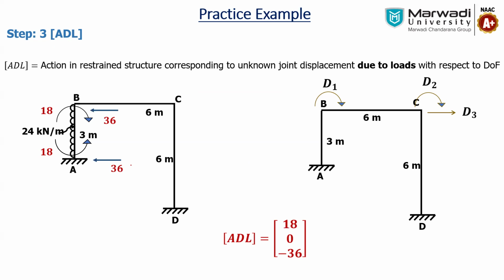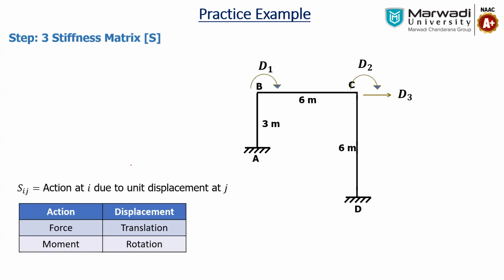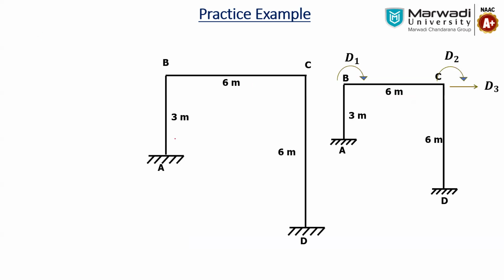Next, we have to find out the stiffness matrix. There is a major difference you will see over here, because up till now whatever we have seen was only rotations, but along with this here we have a horizontal translation. So whenever we are considering D3, we have to consider the horizontal force at those particular points. So let me start with the first point. It is D1, and D1 is nothing but the rotation at B.